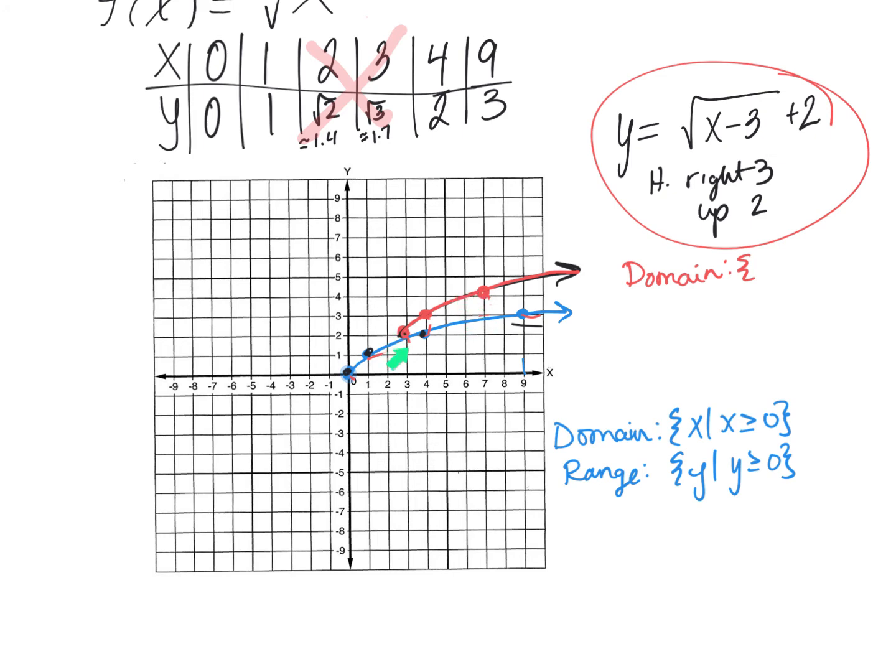And now this graph starts at what x value? 3. And it's greater than that, so my domain is x such that x is greater than or equal to 3 now. And my range, what y value? Is that 2? So y is greater than or equal to 2.